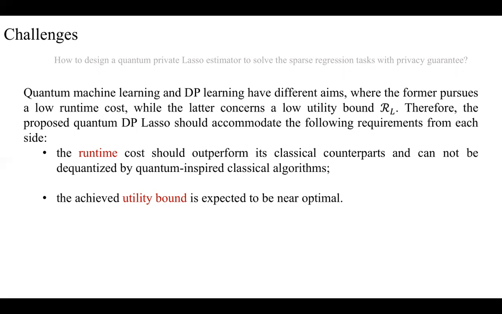Designing a quantum private lasso is challenging. The main challenges are due to the following reasons. Specifically, quantum machine learning and differential privacy have different aims, where the former pursues a low runtime cost, while the latter concerns a low utility bound. Therefore, the proposed quantum DP lasso should accommodate the following requirements from each side. First, the runtime cost should outperform its classical counterparts and cannot be dequantized by quantum-inspired classical algorithms. Second, the achieved utility bound is expected to be near optimal.